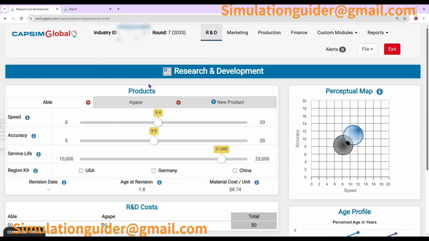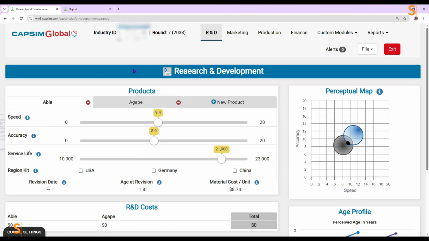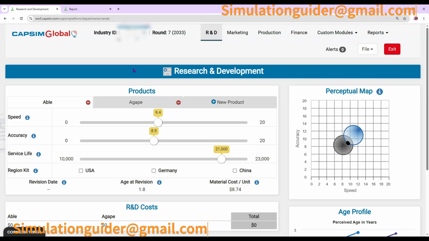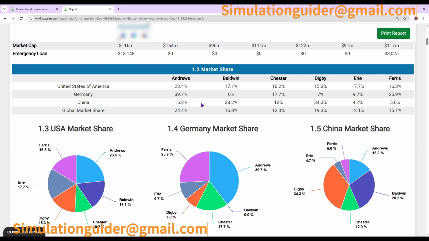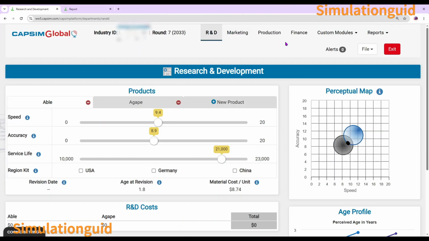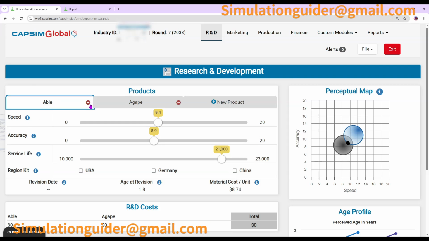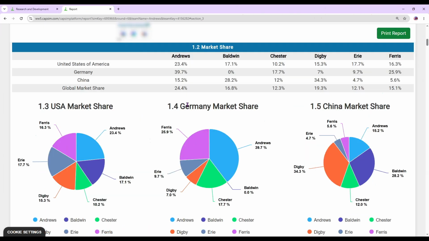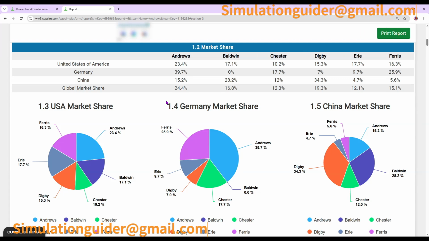Before we start our lesson, we need to go fast through the report. Remember that here we are going through the round 6 report so that we can see how you've been performing on round 6 before we make the decisions for round 7. The report is the Capsim Courier. You can see we are Team Andrews, because our products are Able and Agip. We are actually leading the simulation in all 3 markets.